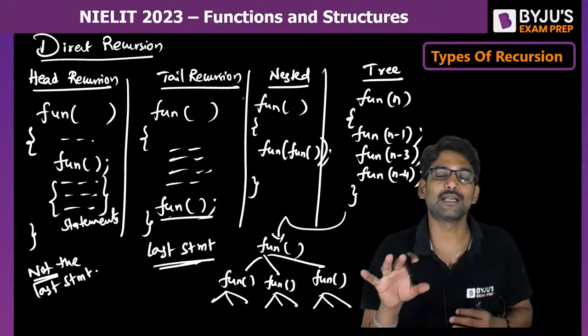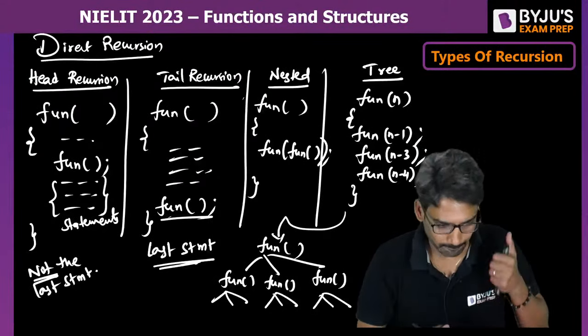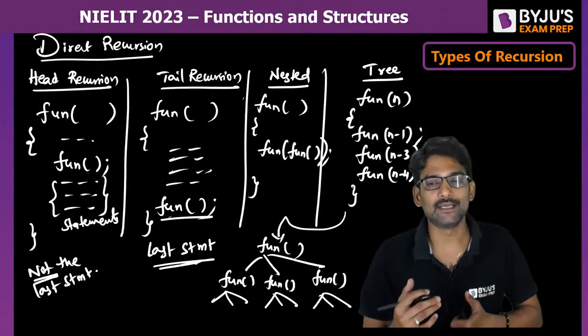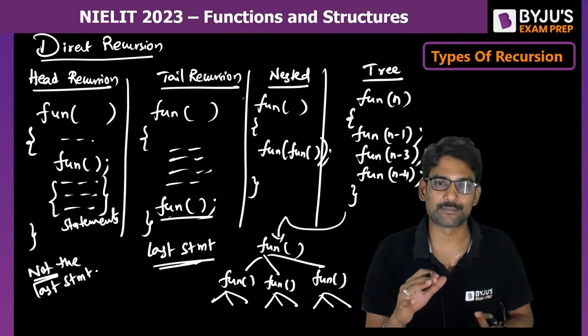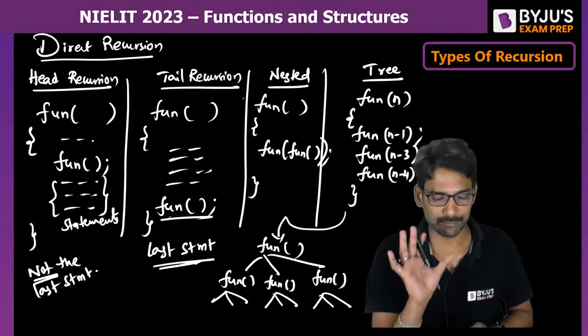So, these 4 are subtypes of direct recursion. Okay. I think the concept of the types of recursion is clear for you. I believe you got a better idea with these simple examples.